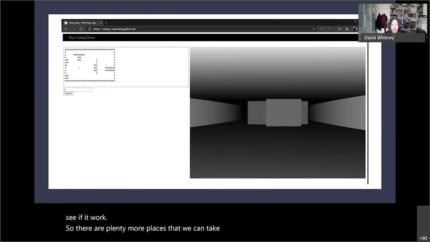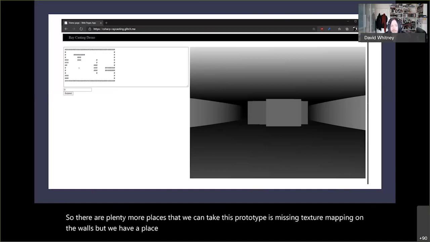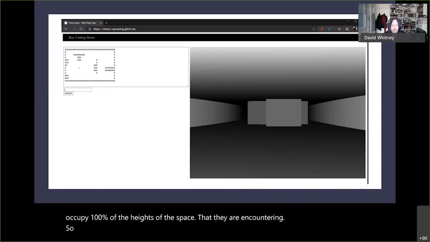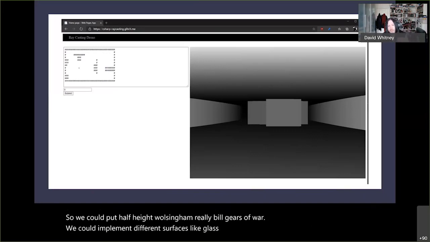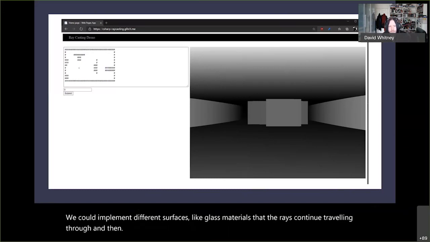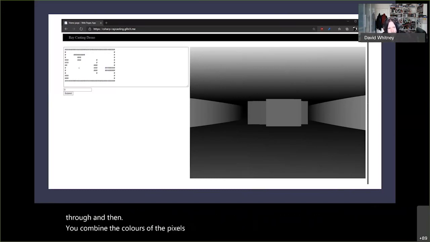So there are plenty more places that we can take this prototype. It's missing texture mapping on the walls, but we have a place for it in our code. We could implement surfaces that don't occupy 100% of the height of the space that they're encountering. So we could put half-height walls in and really build Gears of War. We could implement different surfaces like glass materials that the rays continue traveling through, and then you combine the colors of the pixels that the ray encounters as it passes through them.